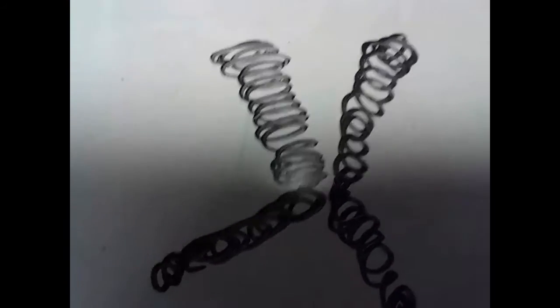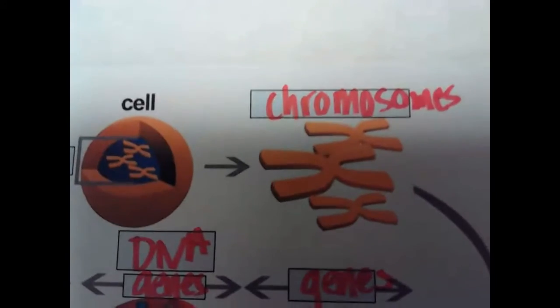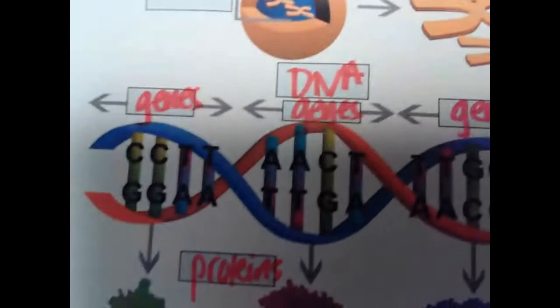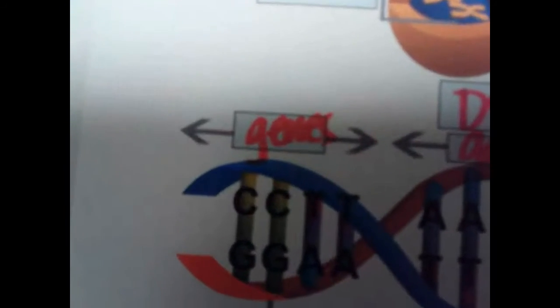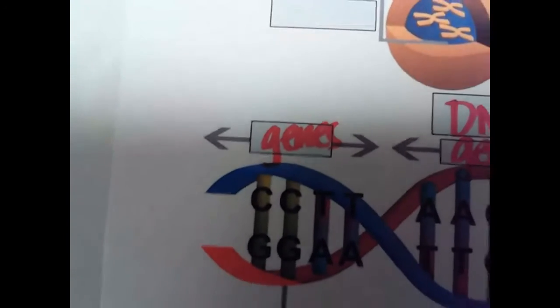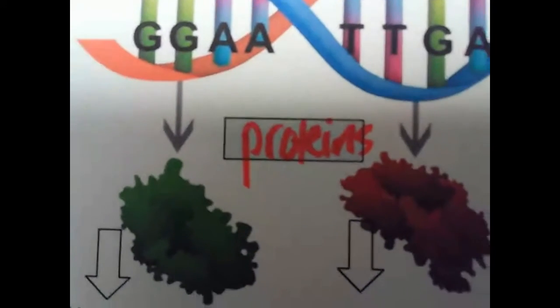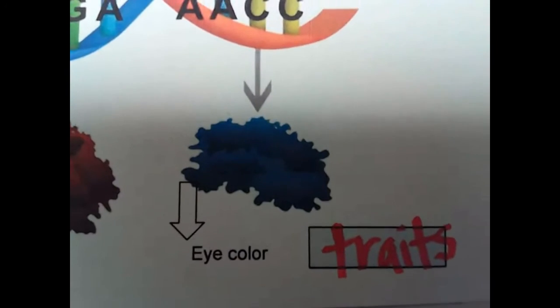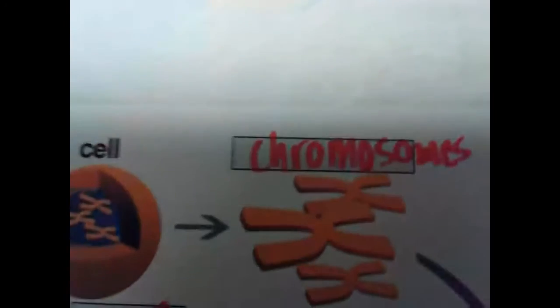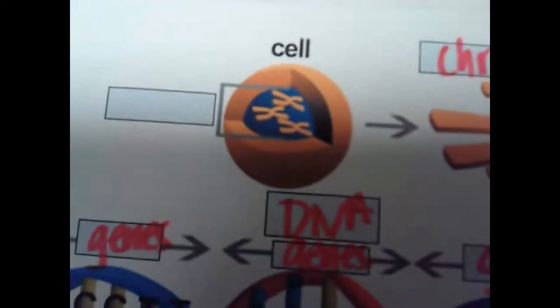So again, to recap, we have chromosomes in our nucleus. Those chromosomes are made up of tightly wound DNA. DNA has sections that are called genes. Those genes give you information for proteins, and those proteins provide you with your traits. Go ahead and write down those 5 vocabulary words. I'll say them one more time for you. Chromosomes, DNA, genes, proteins, and traits.